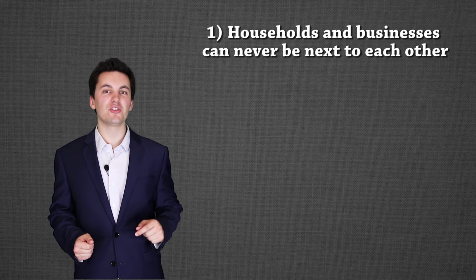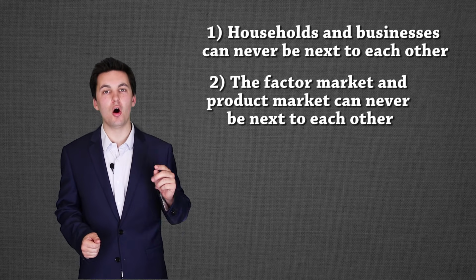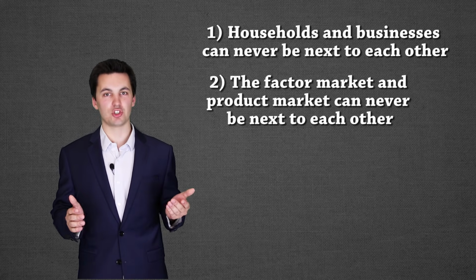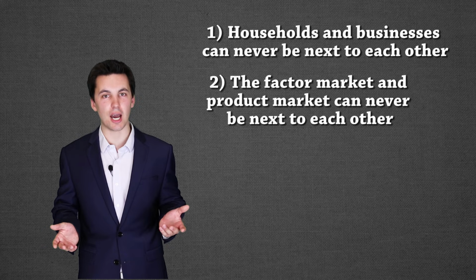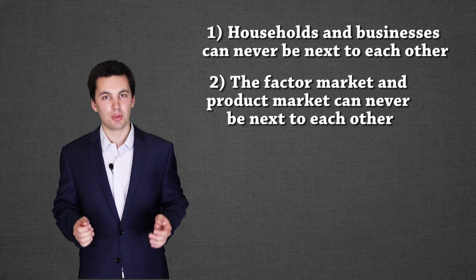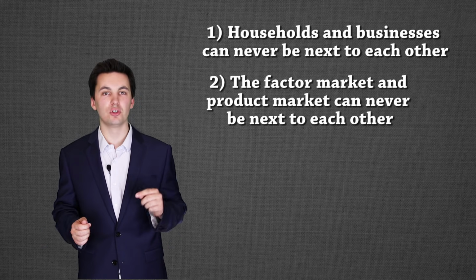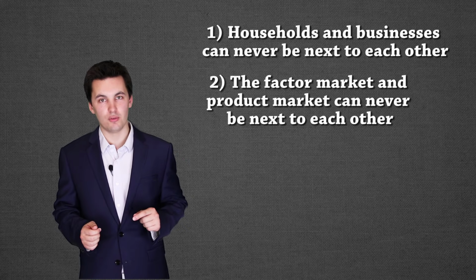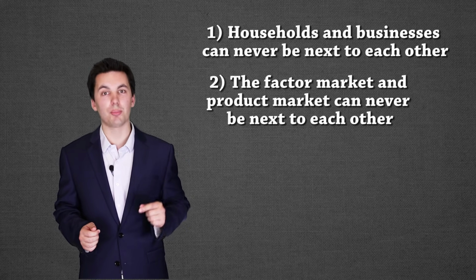Your tip number 2 is the factor market and the product market always need to be across from each other. They can never be next to each other. If they were next to each other, there'd be no flow of money and it would collapse. They have to be apart because this continues the flow of goods and services and our factors of production and our flow of money. So those are always opposite.